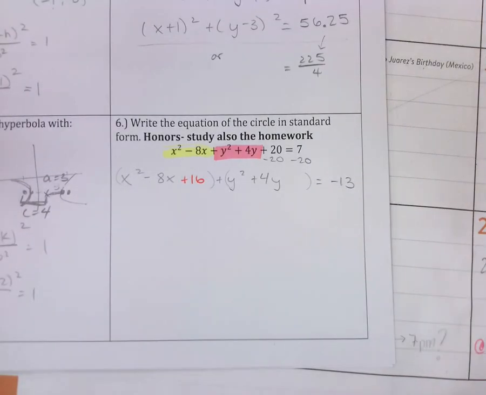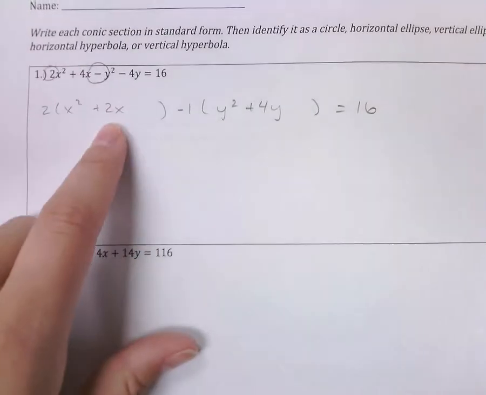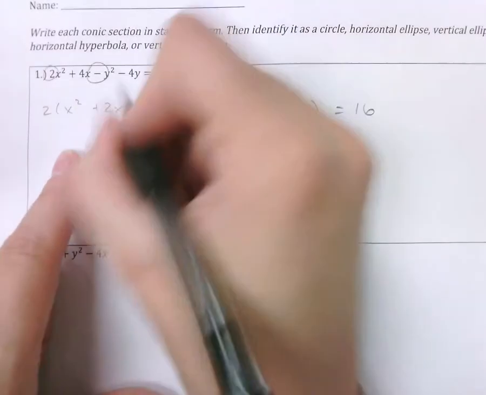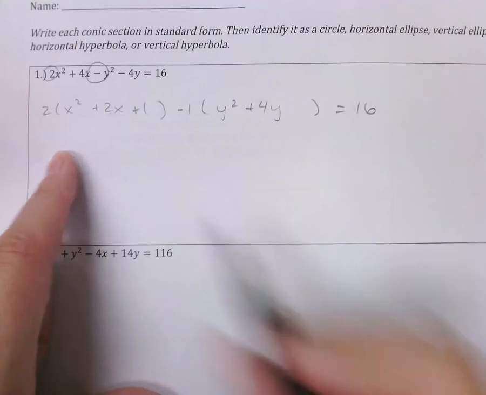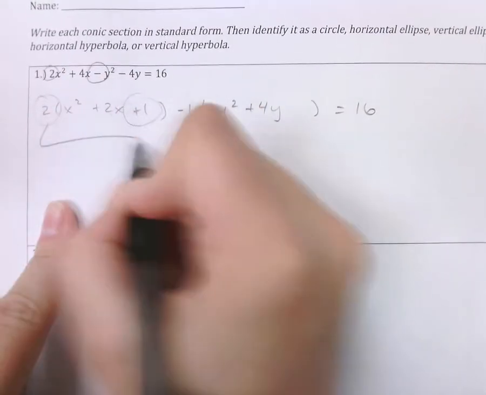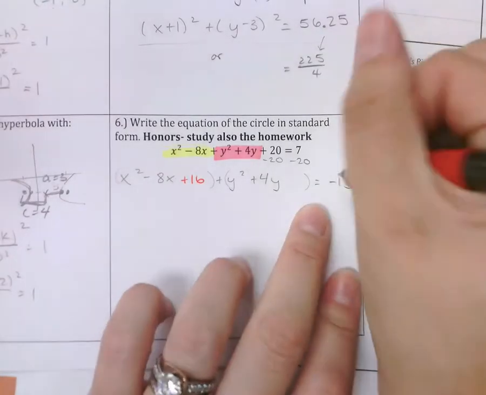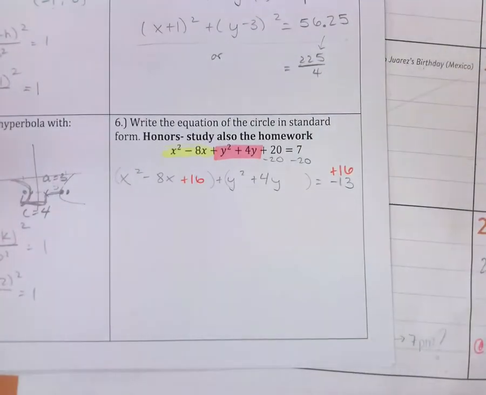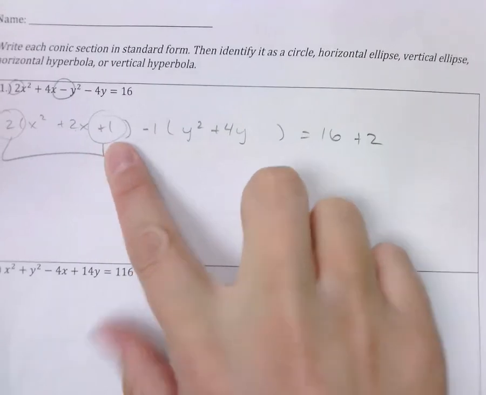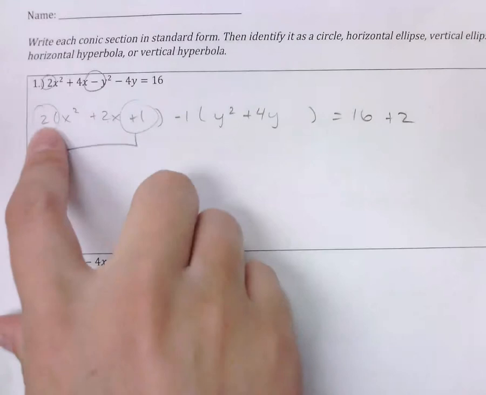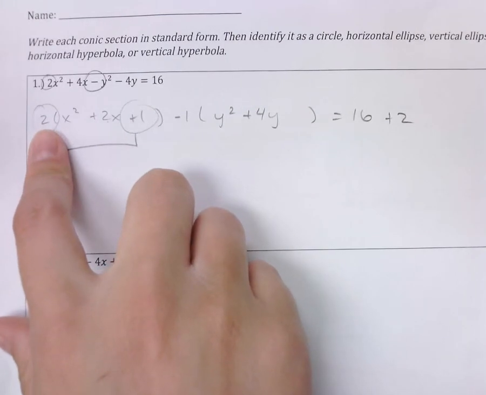So, for example, for this question, we would take half of 2 and square it, we'd get 1. We would add, not 1, but 2 to the other side. Because it's not really a 1. When you put the 1 here, it weighted the left side of the equation by 2 because of this 2.